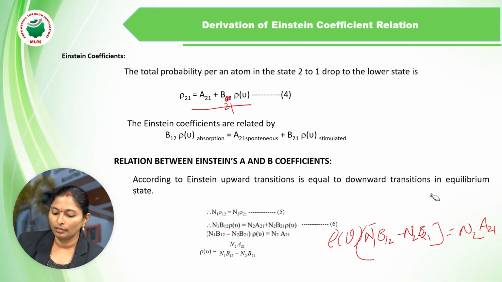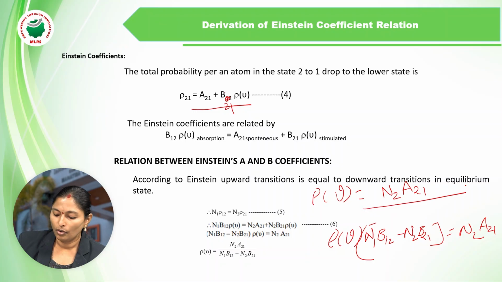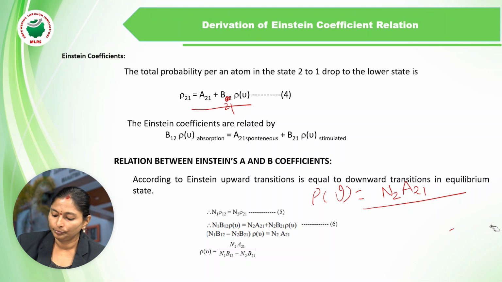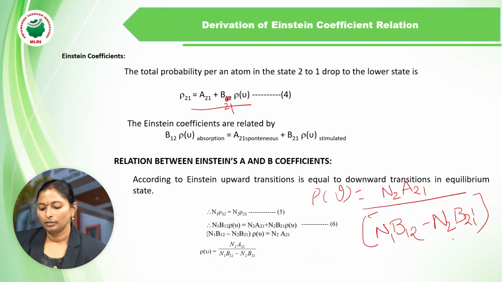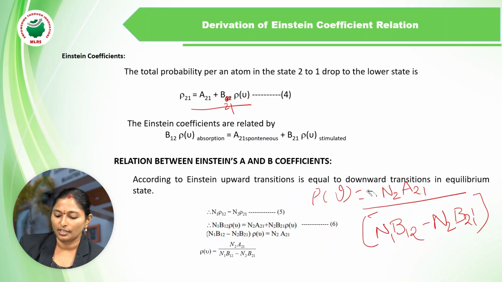We are going to write the equation in terms of the energy density, that is rho nu. So rho nu equal to N2 A21 divided by, what are we going to get? N2 divided by N1, B12 minus N2 B21. Okay, got it? Now we are taking the relation in terms of the energy density. So again we will simplify this relation. Okay, let's go. How are we going to simplify?